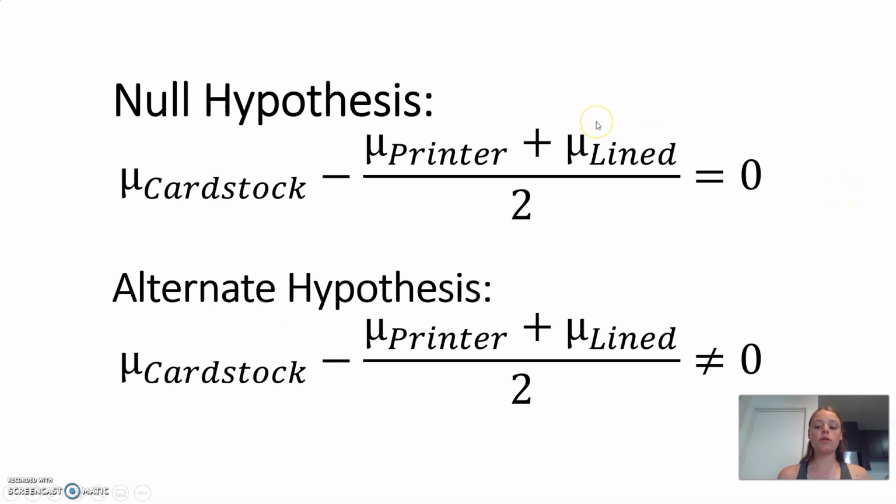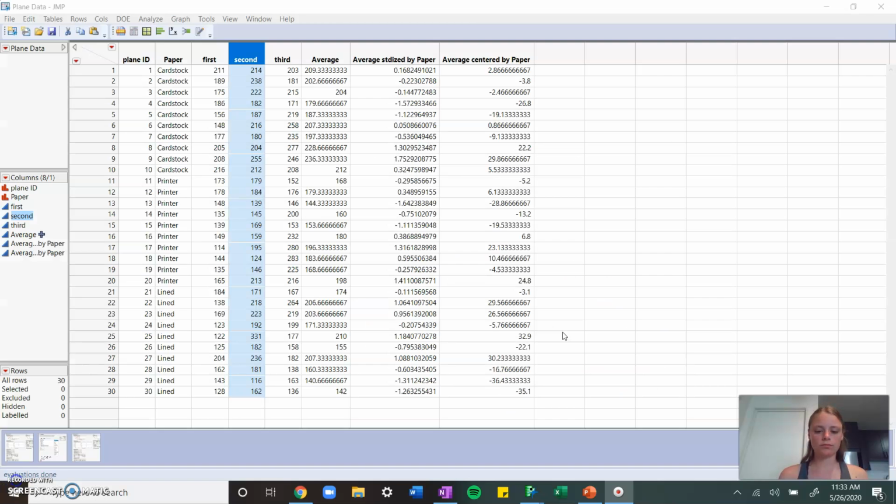So our null hypothesis is going to be that the contrast is equal to 0. The alternate hypothesis is that it's not equal to 0, because that would show us that the mean of the cardstock is actually different than this average over here. In order to test this contrast, we are going to be using JMP.